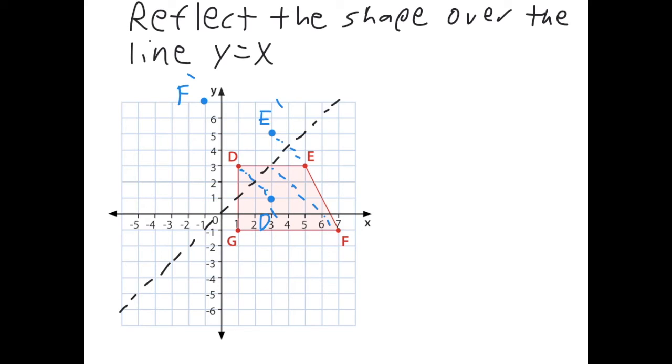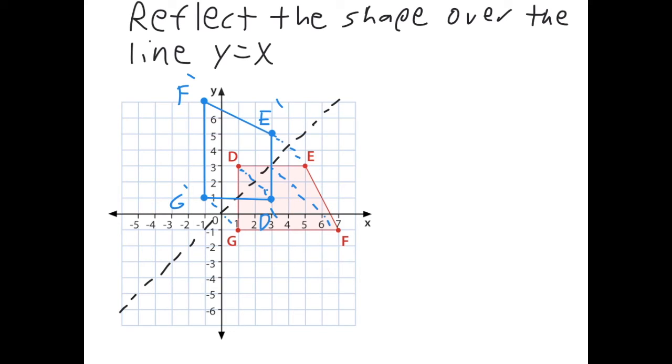And then finally G, once again, a dotted line of a slope of 1. So again, we go over 1, up 1, and we get our point, G prime. So we have our reflected points, and now we just connect the dots and create our shape. And now we have our reflected shape. Quadrilateral D prime, E prime, F prime, G prime.